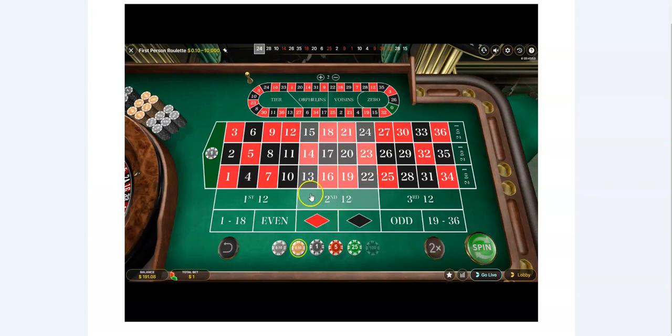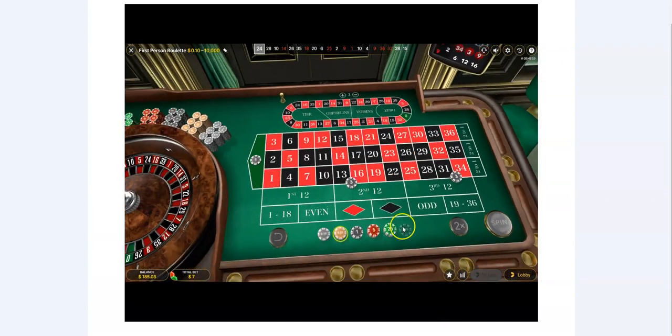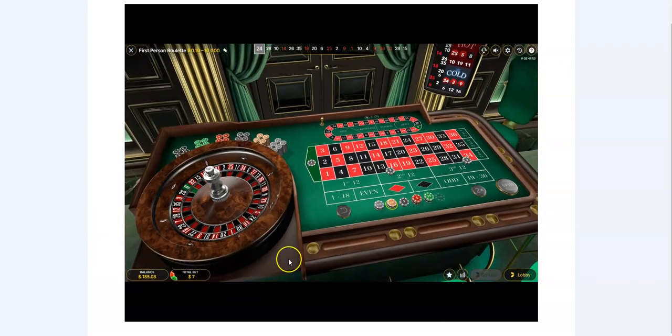So actually, let me just do this. I'll put the 0 in afterwards. Sorry, that's 3 and 34. I'm going to double that, and I'm going to add 1 here. Just follow along, and you're going to be fine.